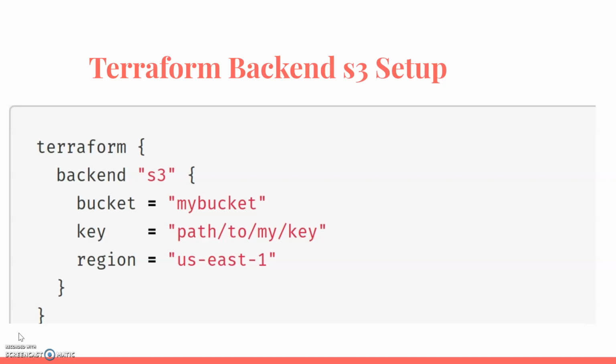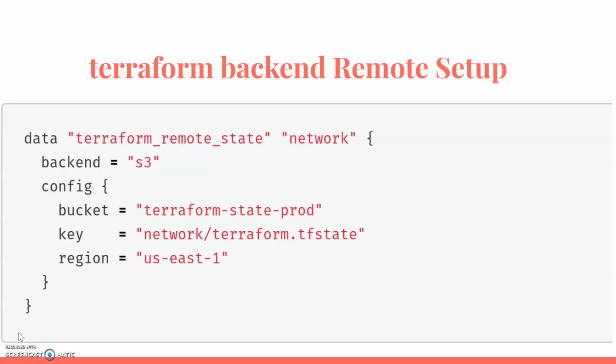This is the example for the backend S3, where you will store your state file in AWS S3. In S3 you have to pass the bucket, key, and region. Bucket is the bucket where you want to store, key means in which folder you want to store, and region is the region of the bucket used for this S3 tfstate storage. So this will store your backup in S3.